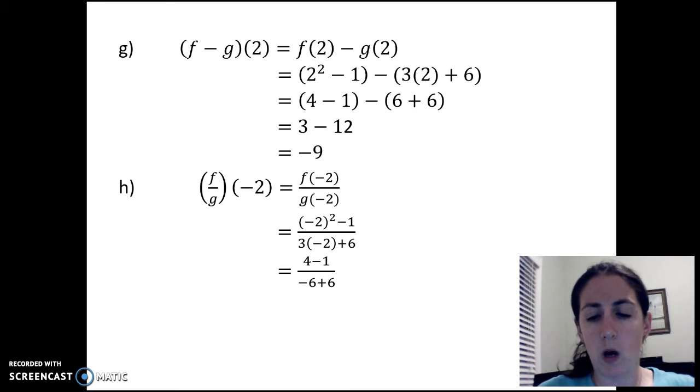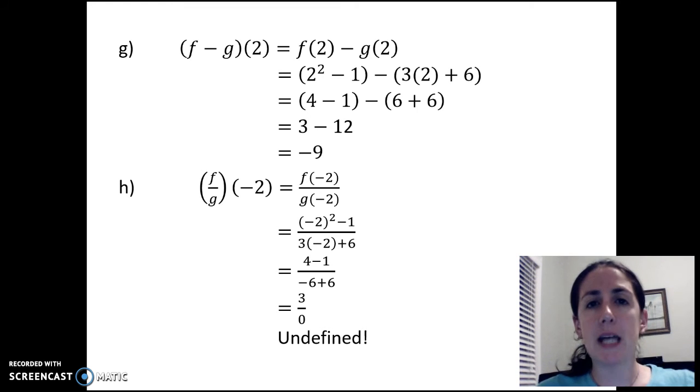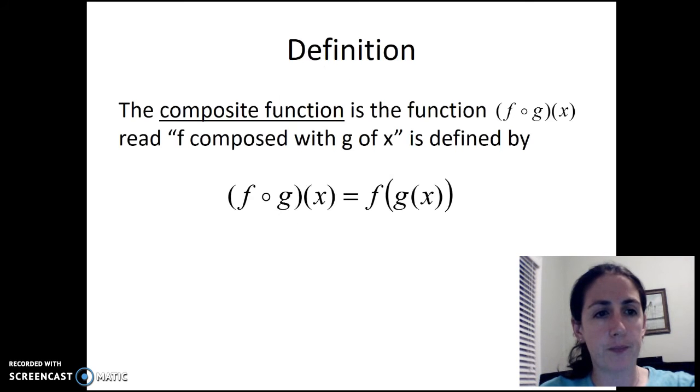We get 4 minus 1 over negative 6 plus 6. 4 minus 1 is 3. Negative 6 plus 6 is 0. Do you notice something that's kind of an issue here? That's right, we can't divide by 0, so we say this is undefined, and that's our final answer there. So, basic operations, adding, subtracting, multiplying, dividing with functions, you can do it for the general x, you can do it for a specific x, you can do it for any input that you want, as long as you don't break one of our rules.